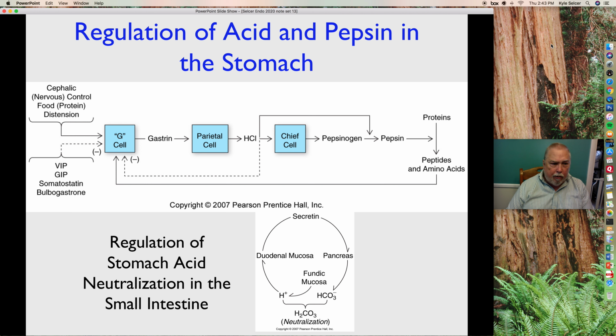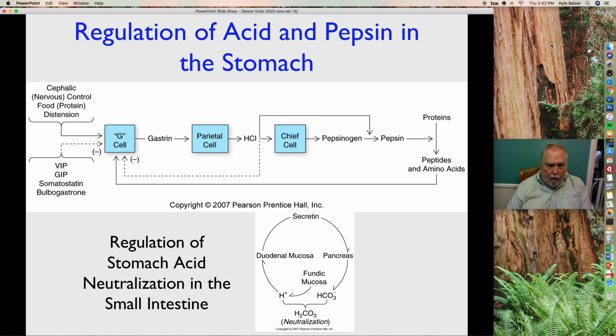There's also negative feedback from vasoactive intestinal peptide, the gastrointestinal peptide, inhibitory peptide, somatostatin, and even a hormone called bulbogastrone, which I didn't mention. These are all negative feedback on the G cells. So once the stomach has enough acid, it tries to shut it off. As you know, this doesn't always work, though, does it?